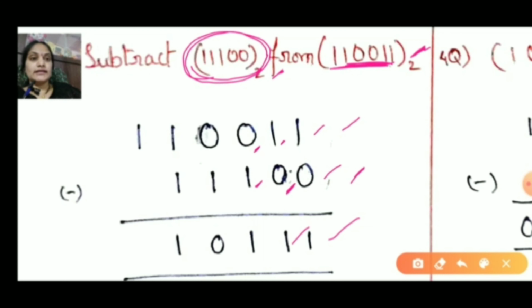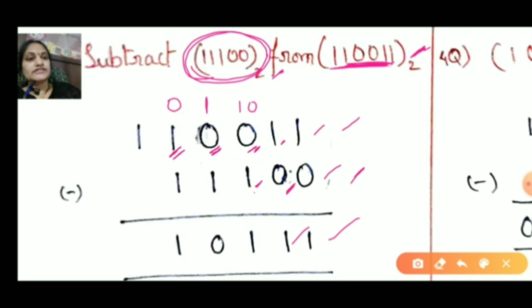Then what is the process you have to follow here? You have to take 1 borrow. So here 0 is unable to give borrow. Now you take borrow from 1. So after taking borrow, this 0 becomes 10 and this 1 becomes 0. Okay, decremented by 1. That's why it became 0. And now what about this 0? 0 becomes 1. Why? Because 1 is the highest digit in the binary number system.